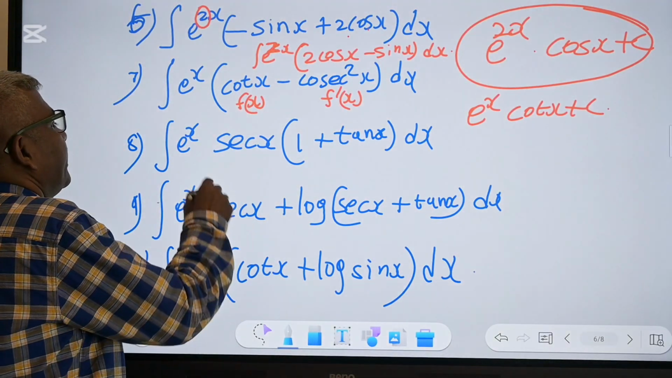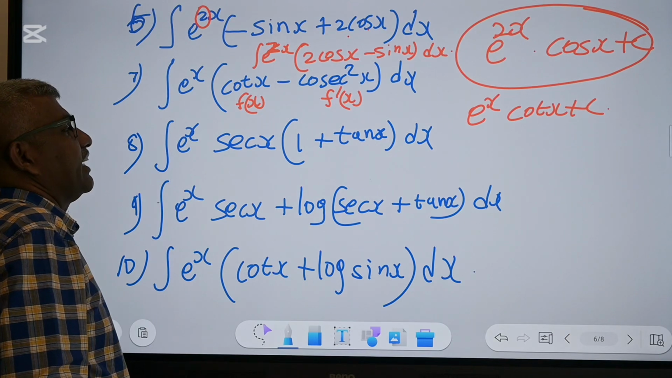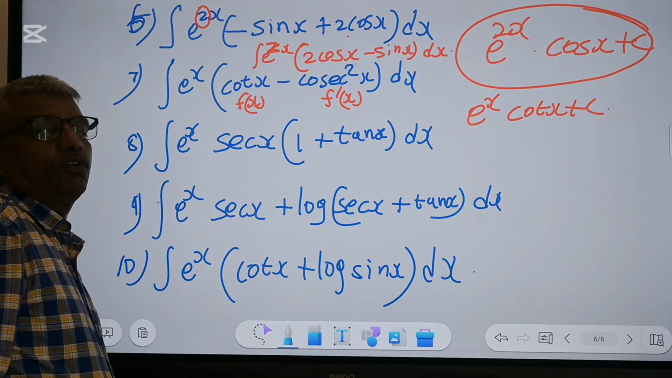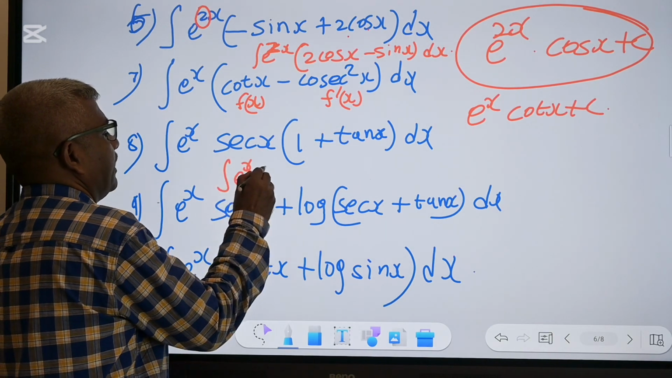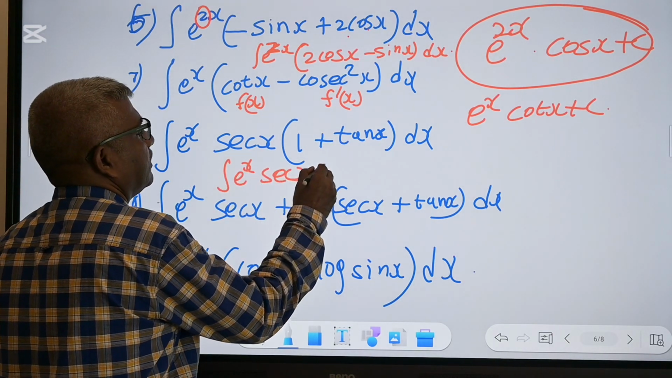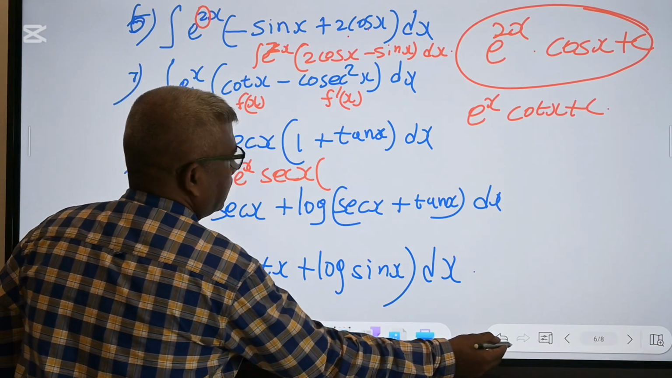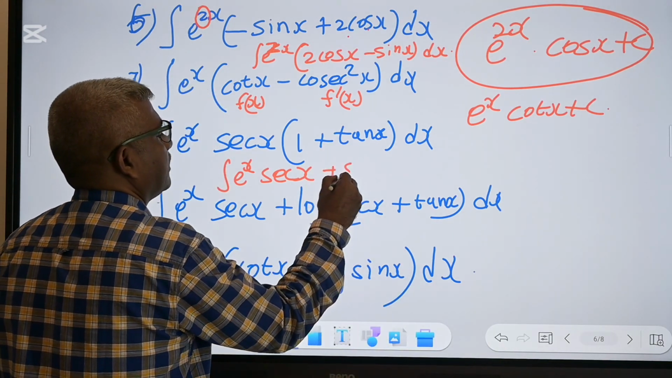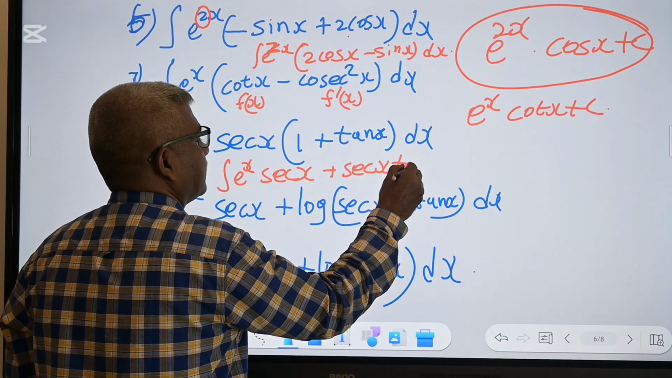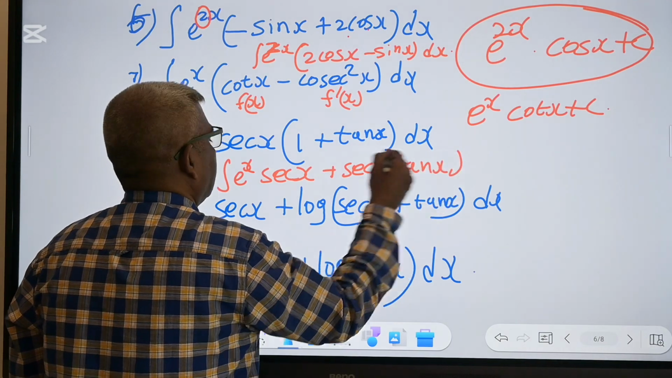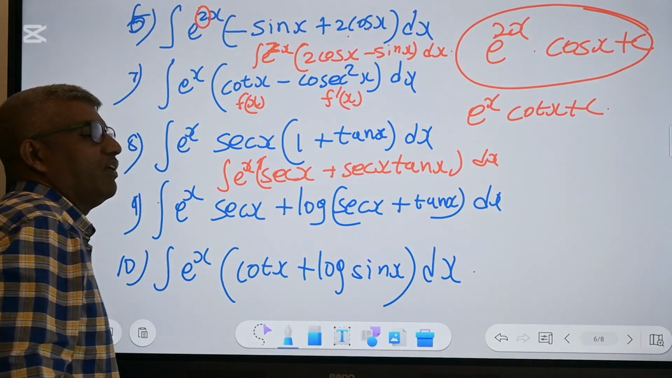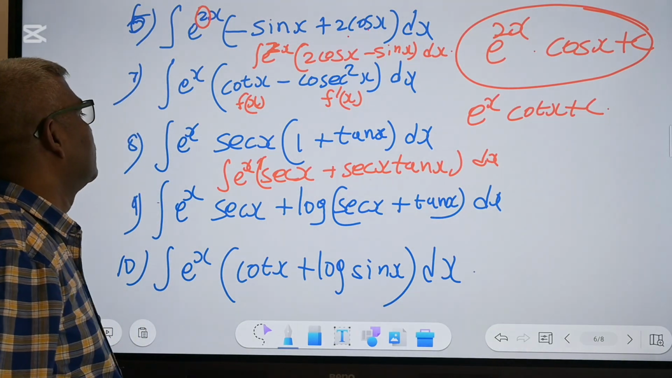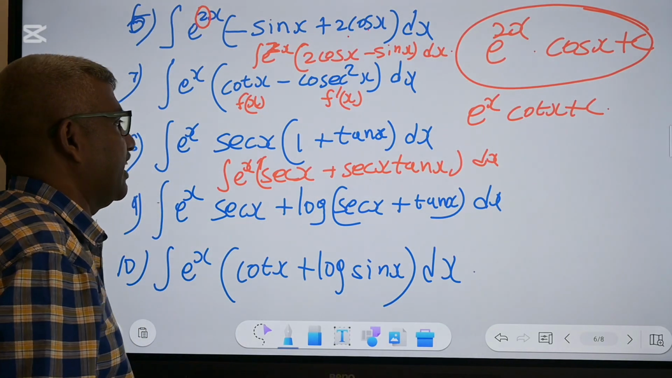Okay, here integration of e power x secant x bracket 1 plus tan x. Just expand it. E power x secant x plus secant x tan x dx. Secant x if you differentiate, what? Secant x tan x. So e power x secant x. The answer is simple.